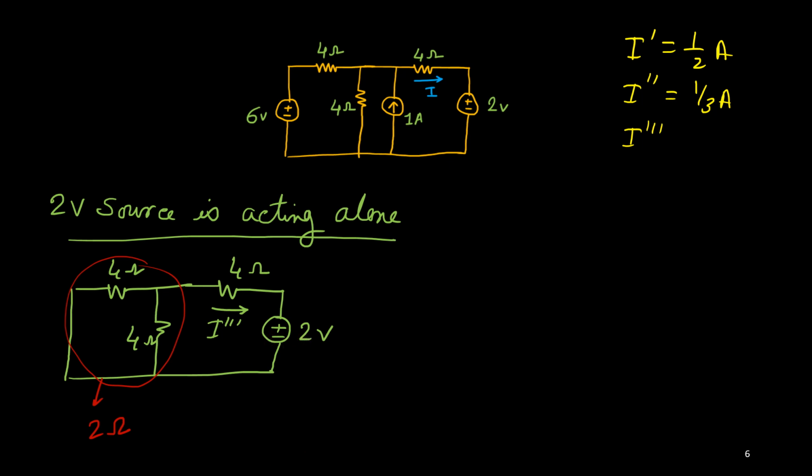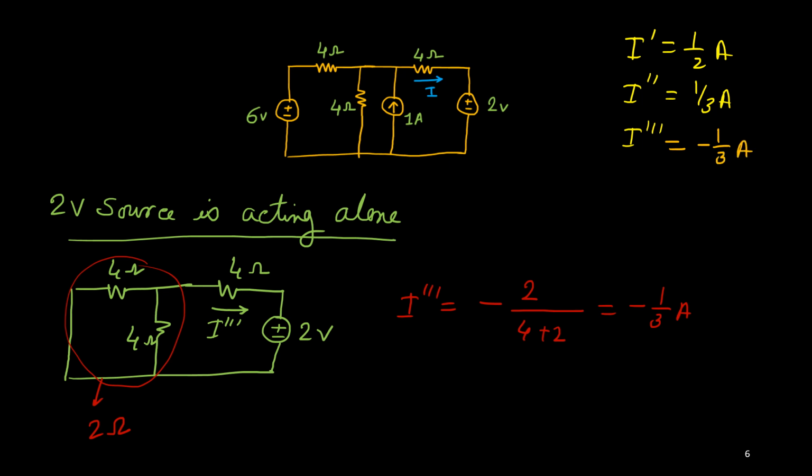So I triple prime, this minus sign is basically opposite direction. Total voltage source is 2, total resistance is 4 plus 2. That means minus 2 by 6, minus 1 by 3 ampere. Okay, that's very simple. So you see we have got this as well. This is your minus 1 upon 3 ampere.